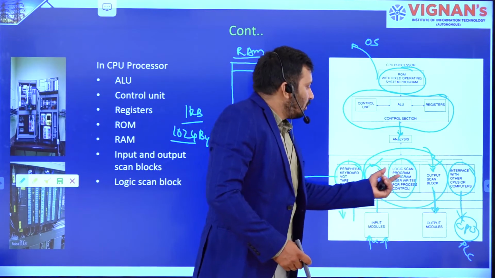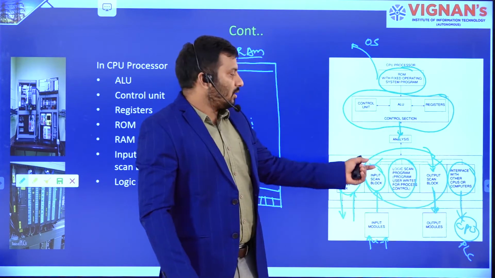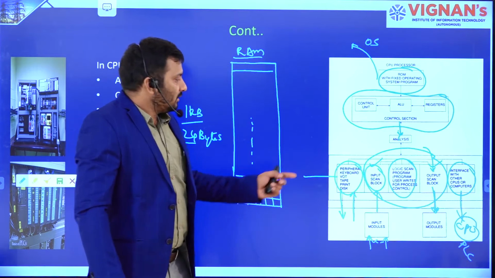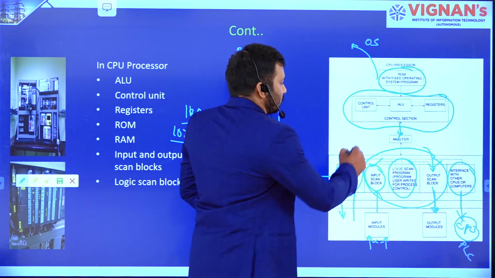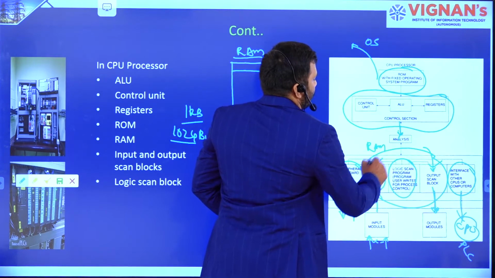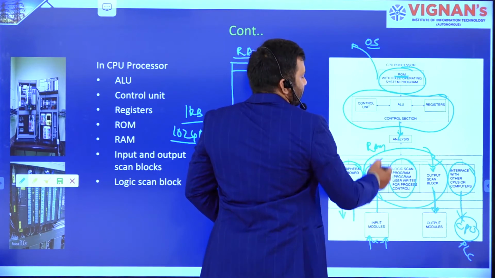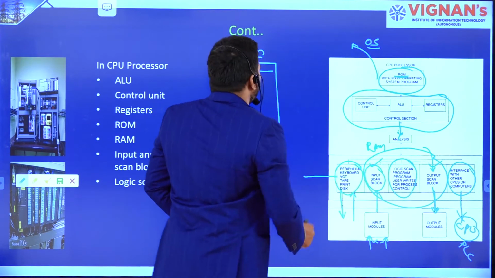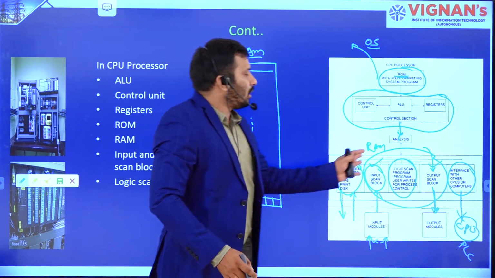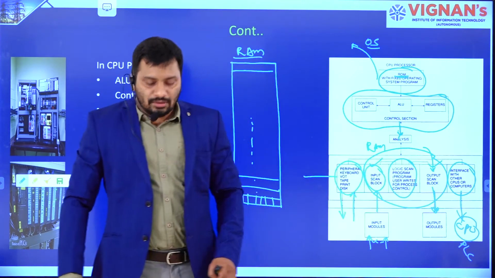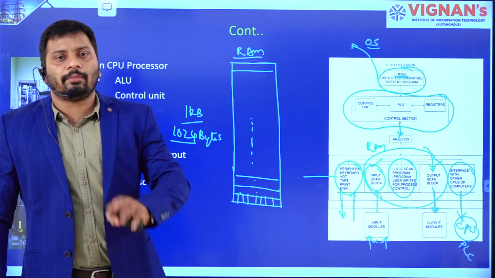The input scan block, output scan block, and program or logic scan block are not separate blocks. This total is the RAM. This is the ROM, which is used to store the OS. This RAM port, for example 1 KB, is the total 1 KB of RAM you are going to use to store the user program and user data.